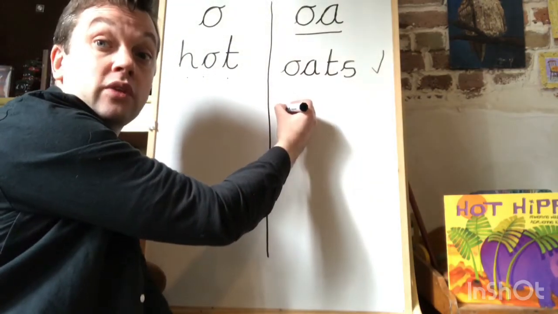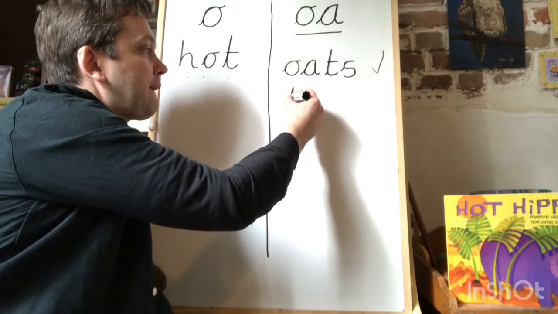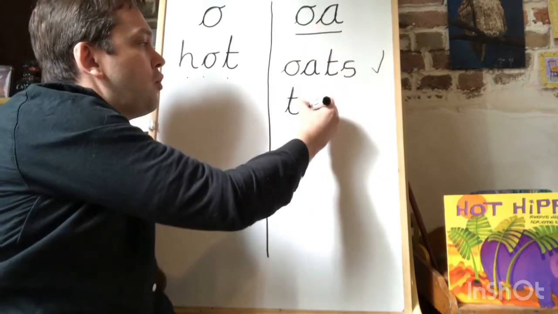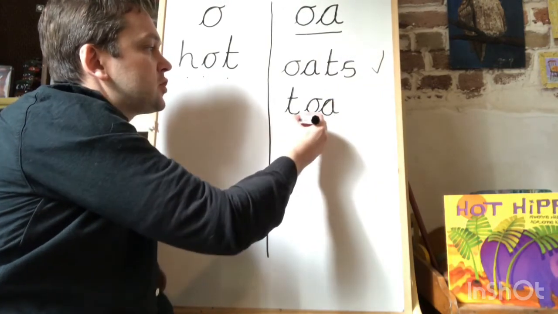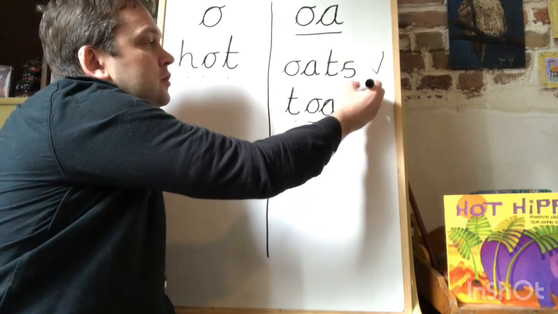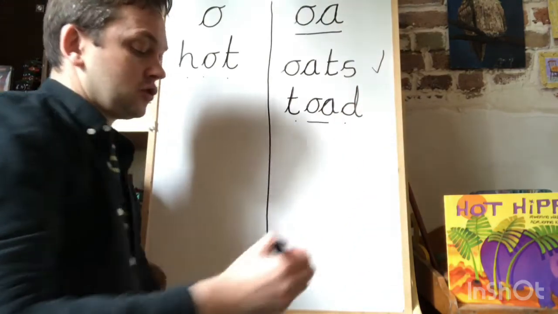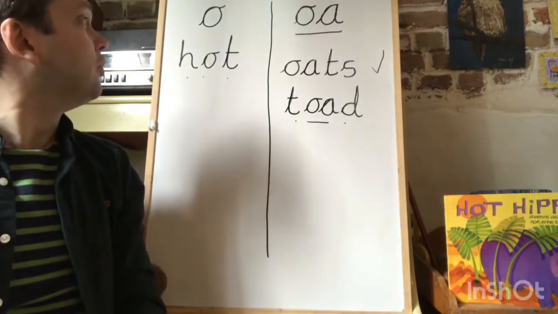Can you do it before me? Ready? Go. T. O. That's T. O. And then D. Toad. Toad. Excellent.